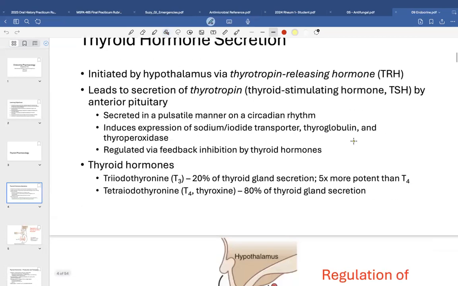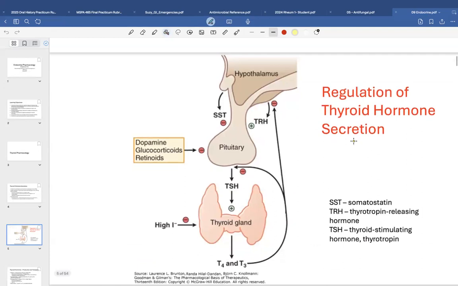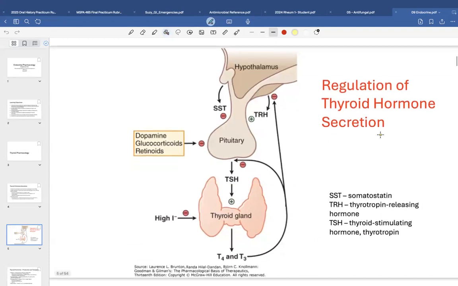This is just a graphic of the hypothalamic pituitary thyroid axis. From the hypothalamus, you have thyrotropin releasing hormone, and then pituitary signals using TSH, the thyroid stimulating hormone. T4 and T3 go into the circulation, but then also feed back to the pituitary. Along the way, there are a couple of things that inhibit various steps of the process.